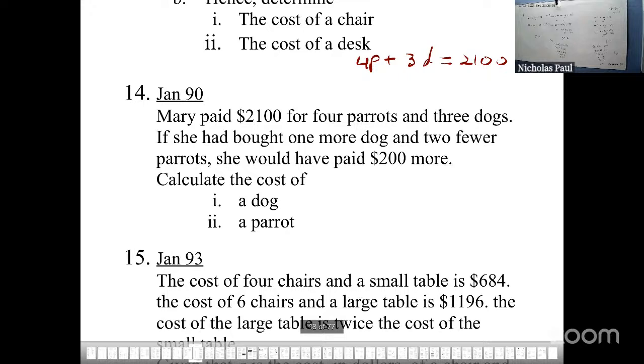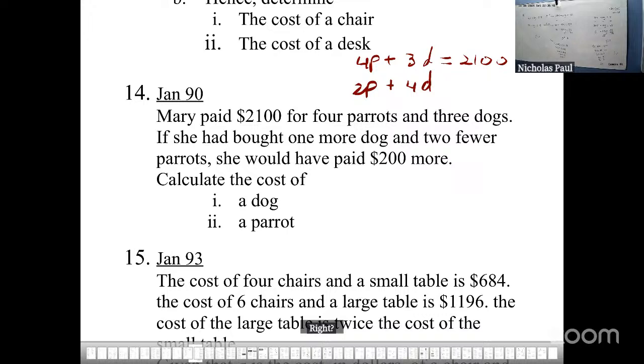So she bought one more dog. P is parrot, D is dog. How many dogs did she buy? She bought 3 initially, right? So in this case, she would have bought 4 dogs, right? And she bought 2 fewer parrots. So instead of 4 parrots, she buys how many? 2, right?